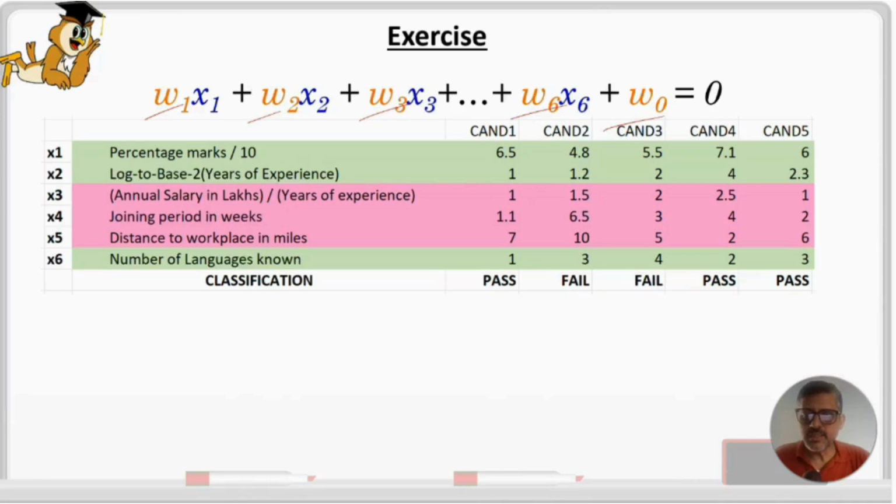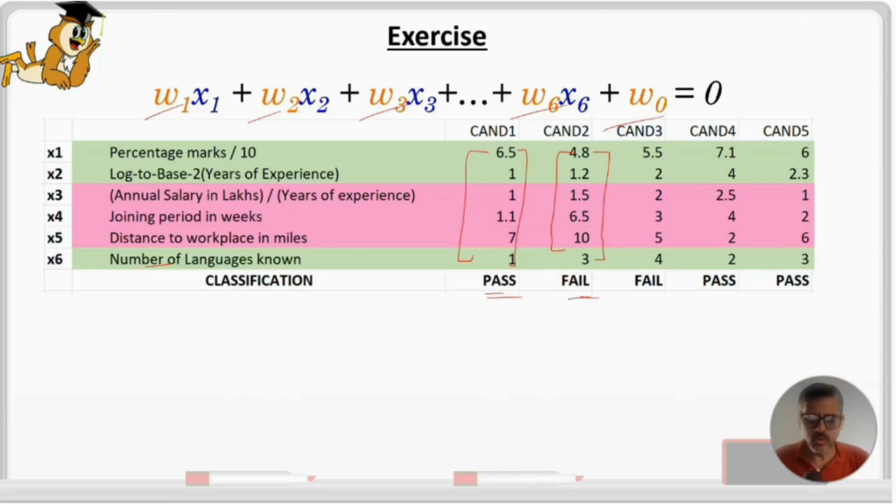Let us consider the example, the recruitment example that we took for this exercise. We said that our feature variables were going to be percentage marks, years of experience, annual salary divided by years of experience, joining period in weeks, distance to workplace in miles, number of languages known, etc., etc. Right? And the values of these feature variables essentially formed your feature vectors, right? So these were your feature vectors for each candidate, and this was the observed output, right? So this was the recruitment problem that we looked at.